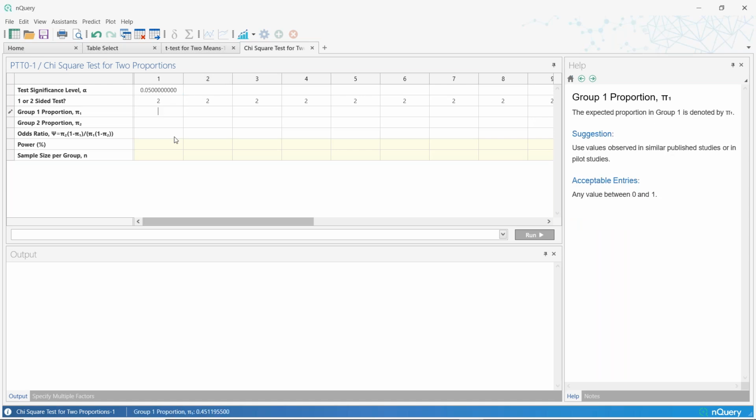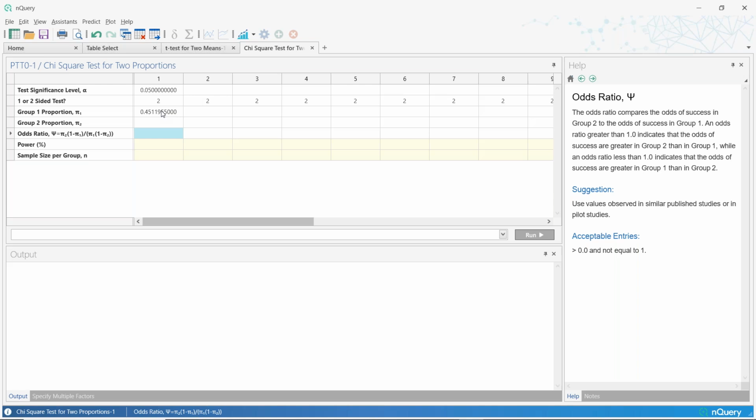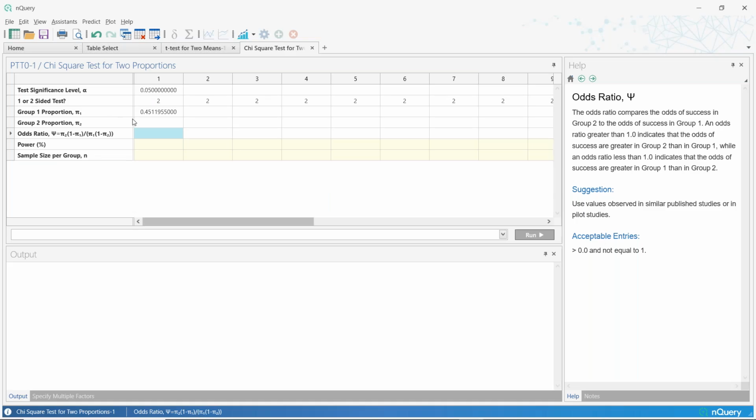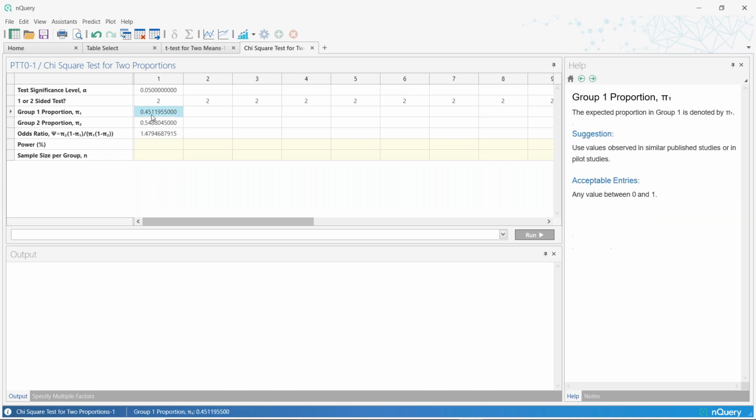Our group 1 proportion we can take from R, so we've just copy and pasted that across. We go back into R and get the group 2 proportion. As I said, these are the two proportions we would expect if the cutoff was 14. So if the number of ventilator-free days is 14, we'd expect roughly 45% in the control group to have a response, greater than 14, and 54% in the treatment group. So we do have a response here.